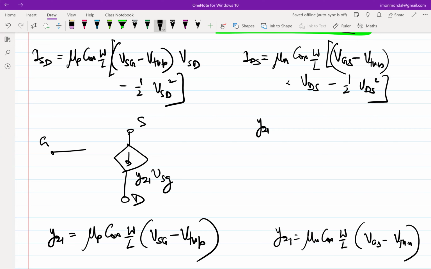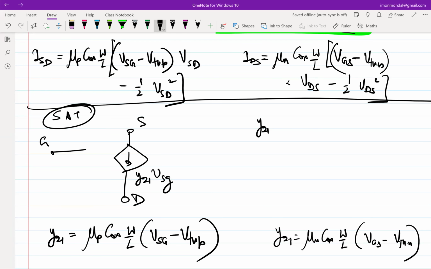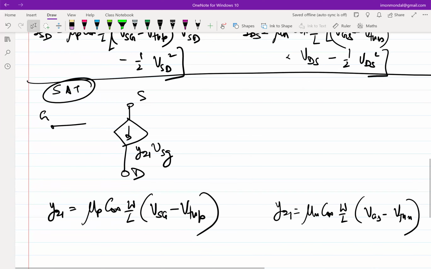Again, this is for the saturation region, right? So this is probably something I have to demarcate. This is for sat. Now, in case of NMOS, we sketch the same things, just like we sketched in case of a PMOSFET.